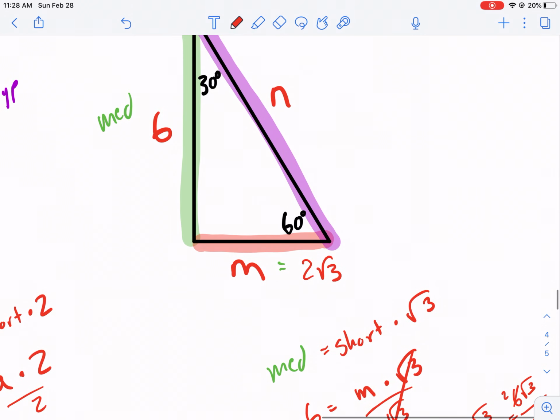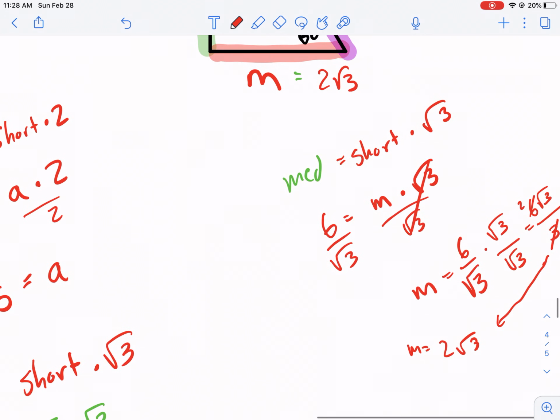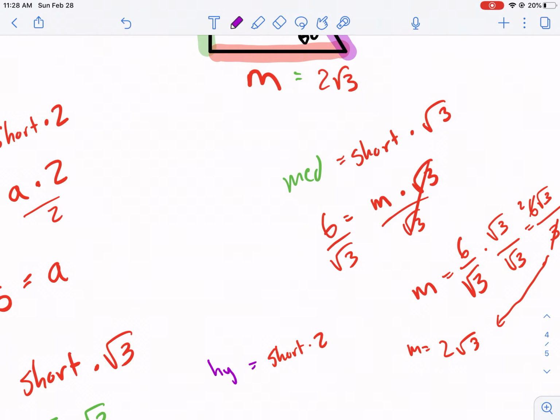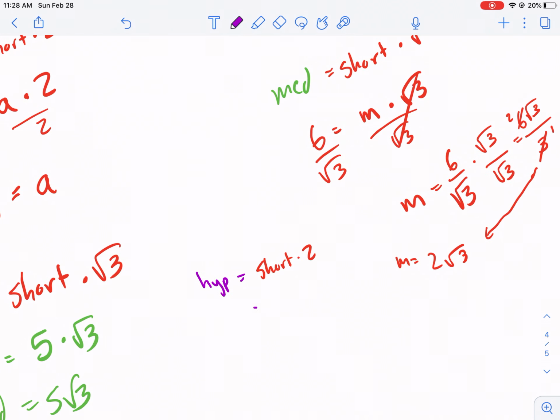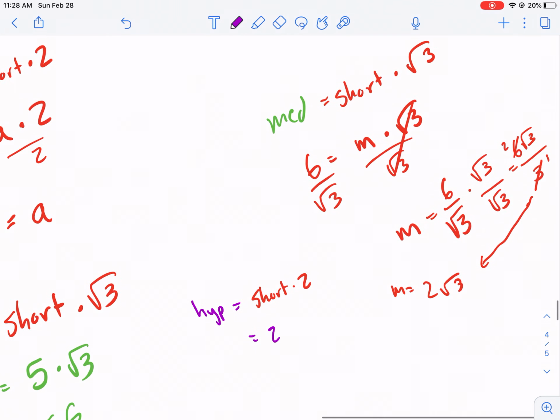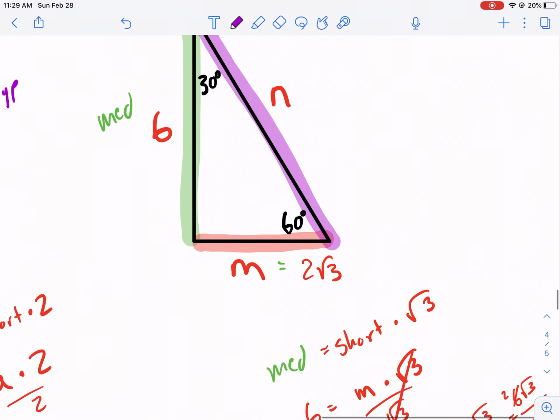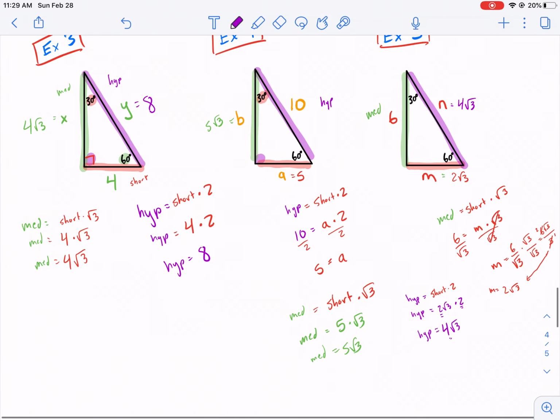Okay. Now, from here, this is the easiest part, is we know that short times 2 equals the hypotenuse. Okay, so I just take my short side, which is 2 radical 3, and I multiply that by 2. Now, how do we multiply those radicals? We only multiply the numbers out in front. So we get 4 radical 3, and that is equal to my hypotenuse. You double the number out in front. So we get 4 radical 3, and that's equal to n, and I'm done.